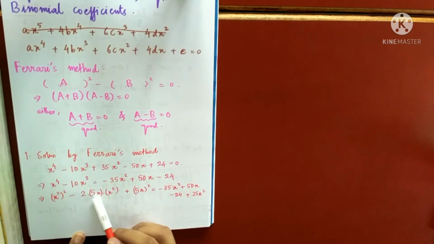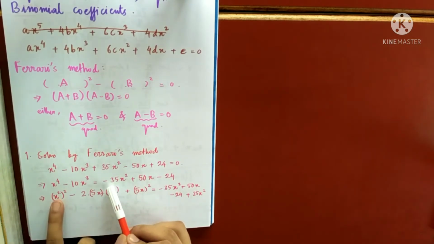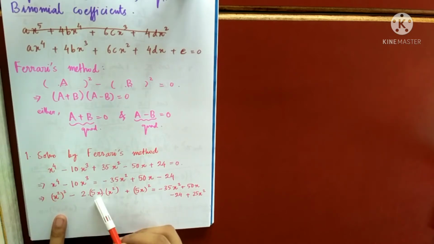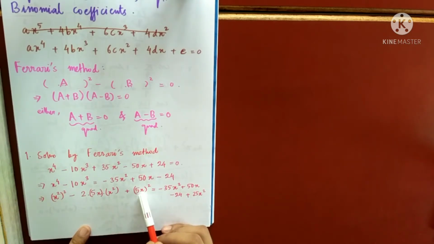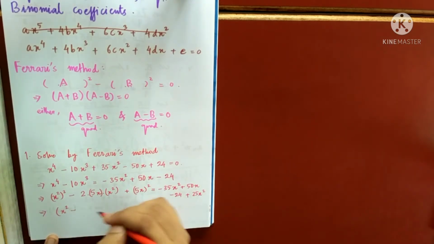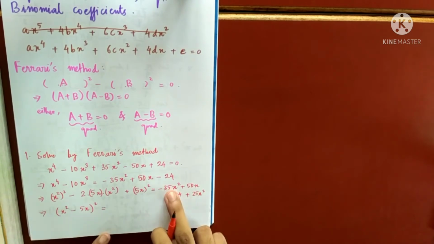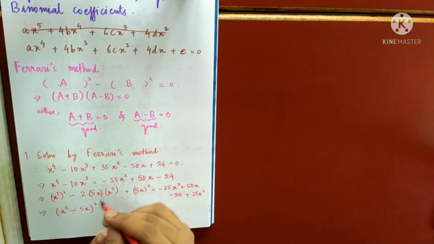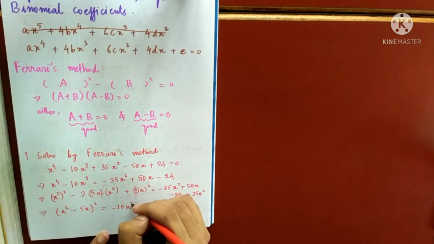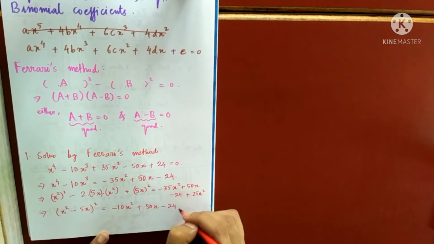So this can be rewritten this way, but you just express in form of a minus b formula, a minus b whole square. So this is your a as you can see, and b is 5x. So I need b square to get a whole square. So the left hand side is nothing but a minus b whole square, because a square minus 2ab plus b square, and the right hand side has become minus 35x square plus 25x square is minus 10x square plus 50x minus 24.